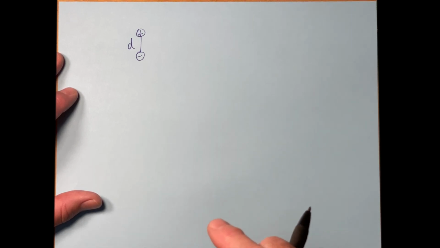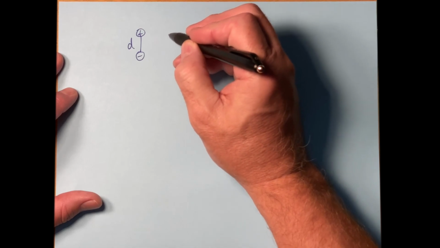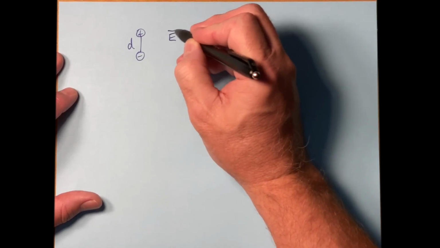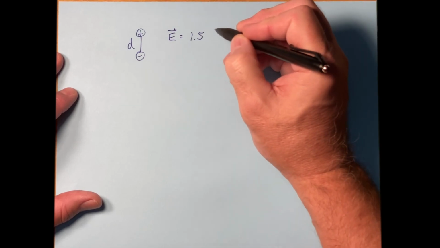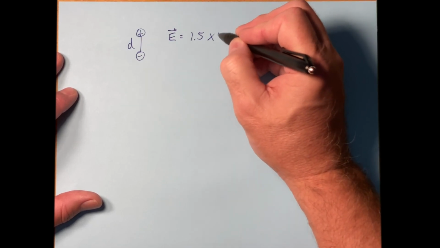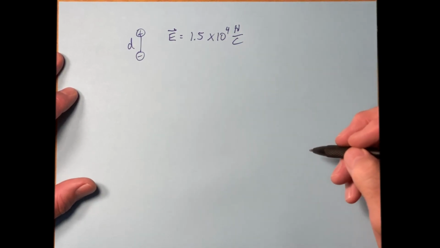But we have a dipole, and we know that it is a dipole in an external electric field. For the sake of this problem, we'll define the electric field as a constant. And let's make it a nice round 1.5 times 10 to the fourth newtons per coulomb.